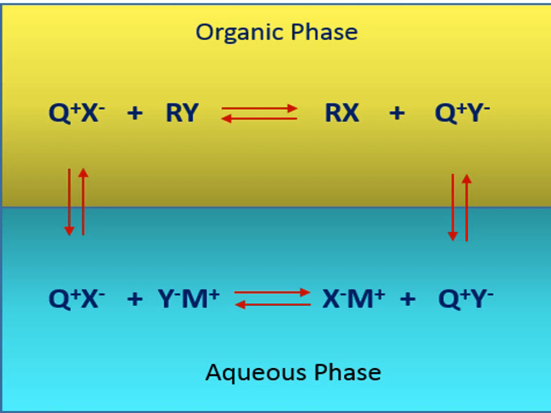See, look at the yellow part of the picture, Q+ Y-. Look at the right hand side top, Q+ Y- will react with alkyl halide RX. R is the alkyl group, X is the halide, any halogen atom. And it will react, and X is displaced by Y-, so RX is converted to RY, and again Q+ X- is formed.